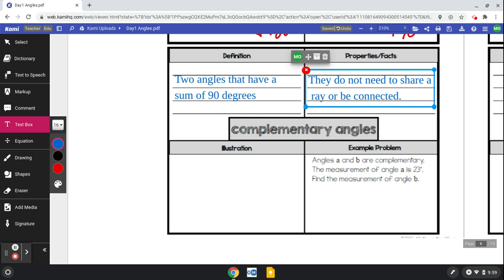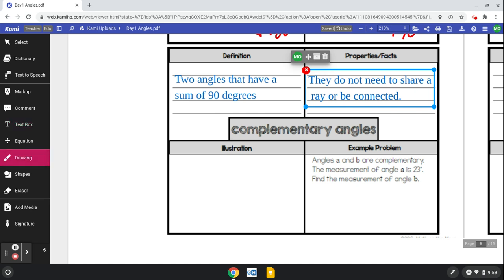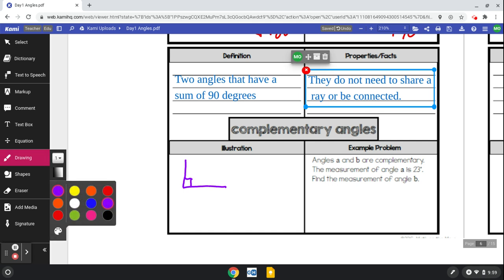All right. If you know me, I like my purple. So we're going to switch to a purple. Illustration. We know 90 degrees is a right angle, right? So I have a right angle right here, and say we have an angle right here. We have angle A, angle B. Together, A plus B equal the 90 degrees.